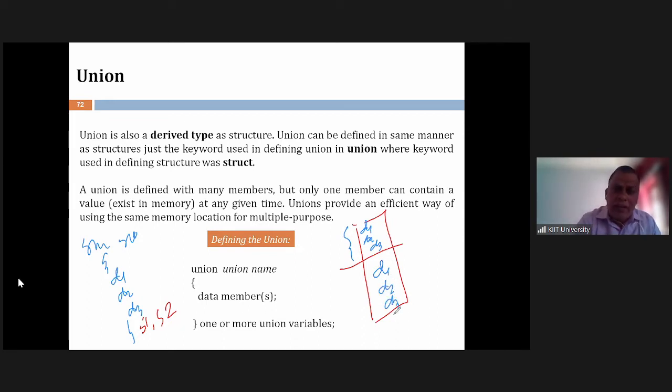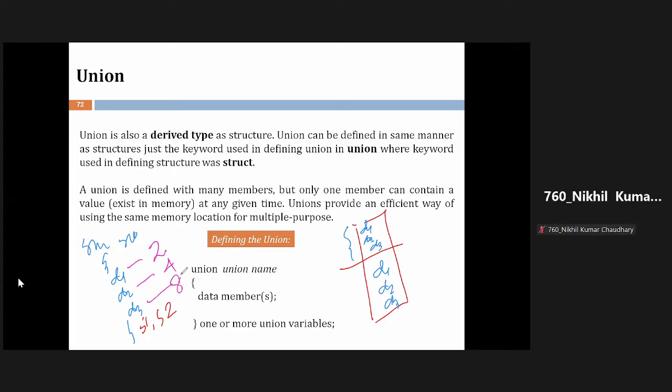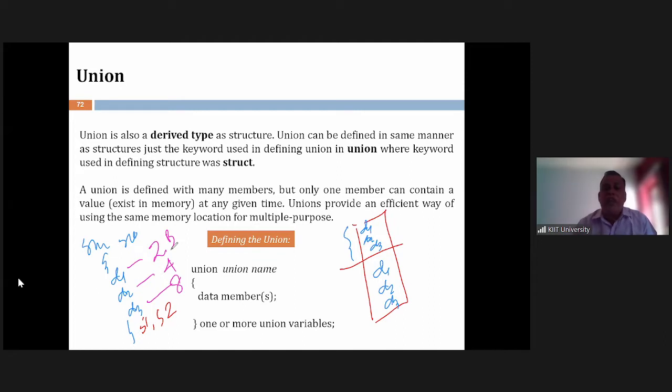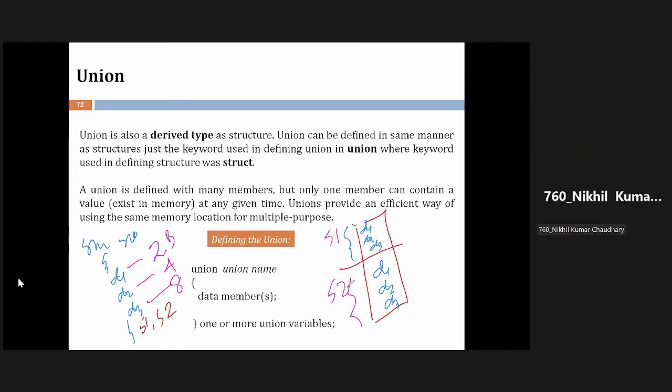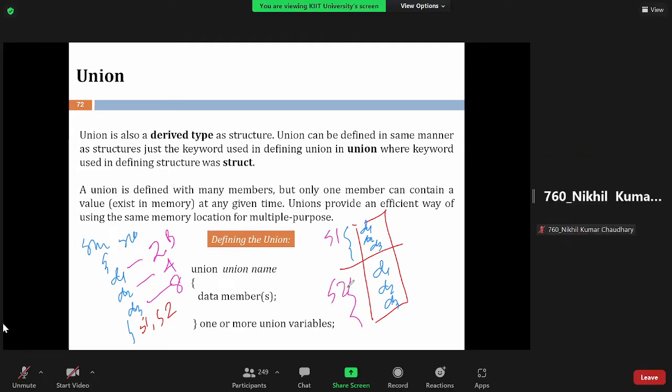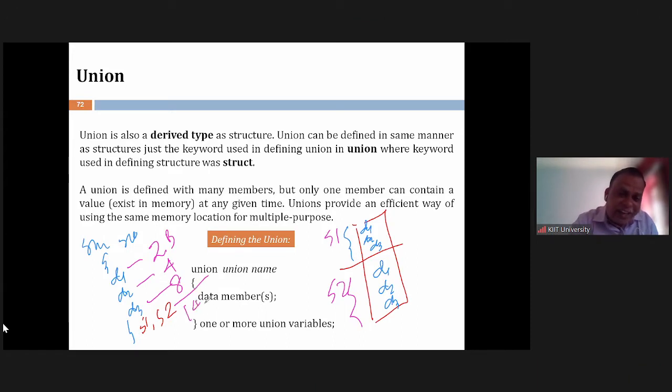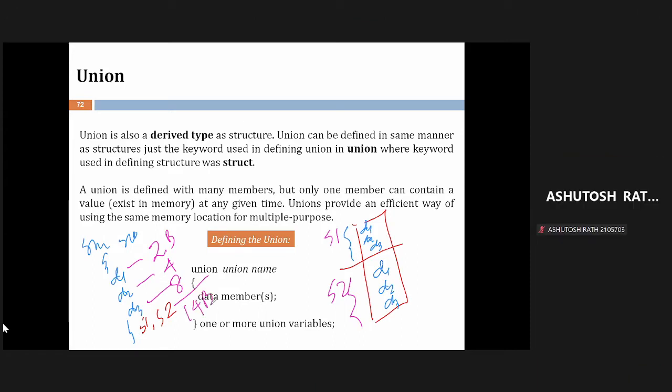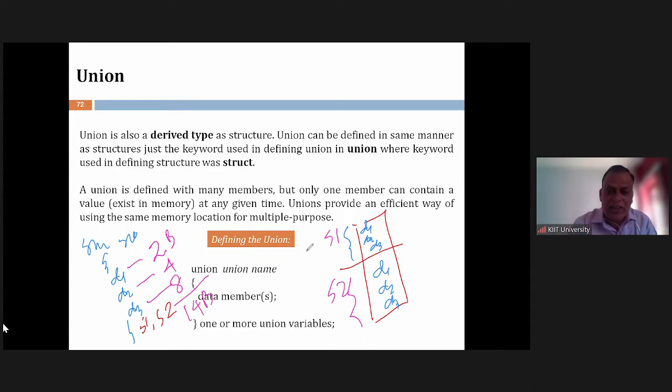If the data member D1 is of 2 bytes, D2 is of 4 bytes, and D3 is of 8 bytes, then what will be the minimum size of the structure variables S1 and S2? 14. Yes, 14. Is it exactly 14 or minimum 14? Minimum 14. It can also be 16 bytes. Minimum 14 bytes in case of structures.